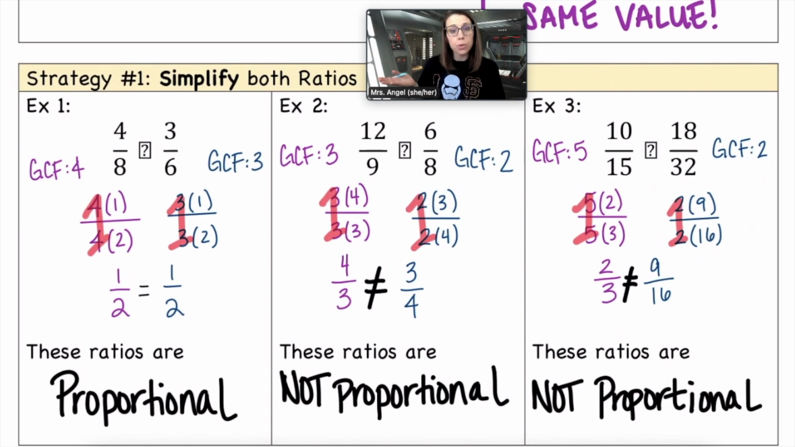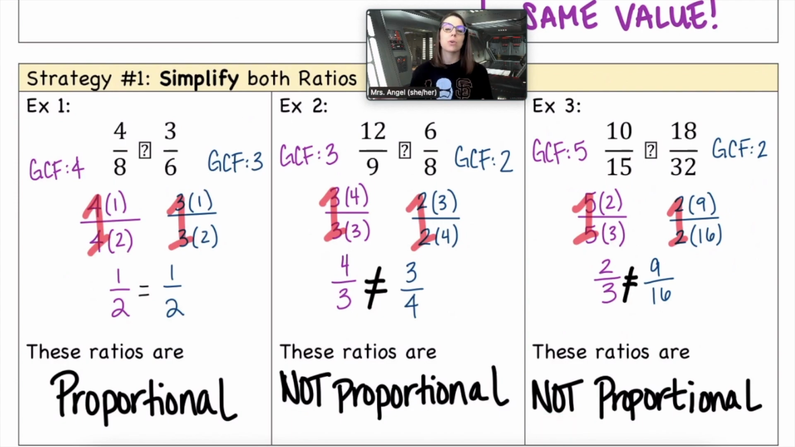In example 2 here, the fraction 12 to 9 in simplest form is 4 to 3, and 6 to 8 in simplest form is 3 to 4. Those ratios are not the same. They do not represent the same value. Therefore, these are not proportional. Over here in example 3, the simplest form of 10 to 15 was 2 to 3, and the simplest form of 8 to 32 was 9 to 16. Definitely not equal, which means definitely not proportional.